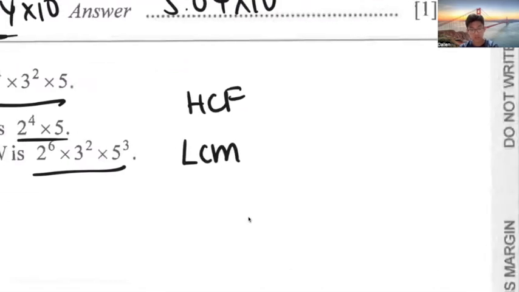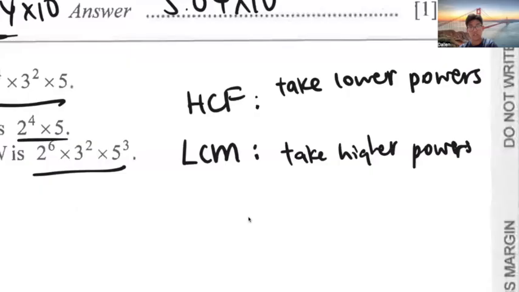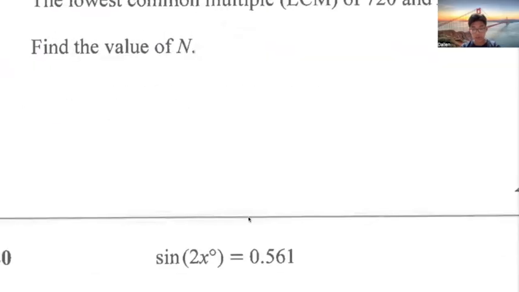Okay, for HCF, you take the lowest powers. For LCM, you take the higher powers. Right? Okay, so let me give an example.